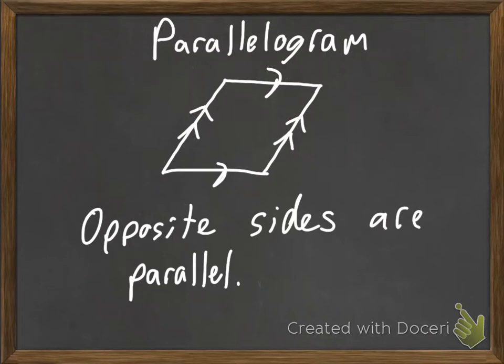Start off with, we're just going to look at the definition of a parallelogram. The definition is opposite sides are parallel. So for it to be a parallelogram, it has to be a quadrilateral first, and its opposite sides have to be parallel.